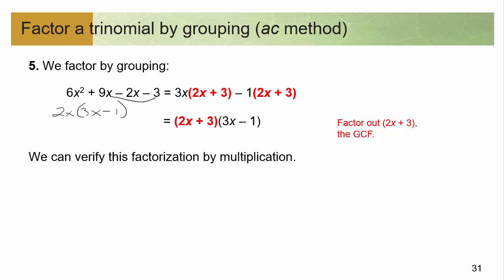Then you get these 2 pieces, and what do those have in common? Well, they both have a 3. And what's left? 3x minus 1. Oh, hey, look, I've got 2x plus 3 times 3x minus 1. The same thing, right? So it doesn't matter which 2 you choose. Pick any 2 that have something in common and go from there.